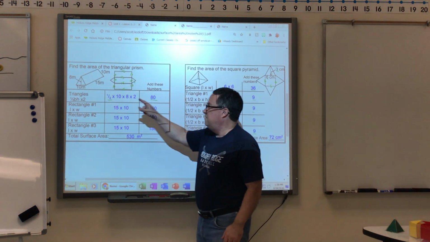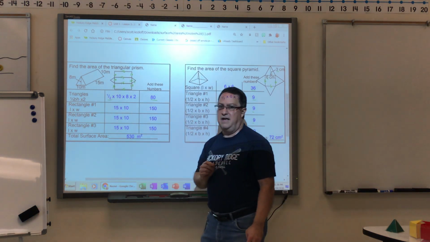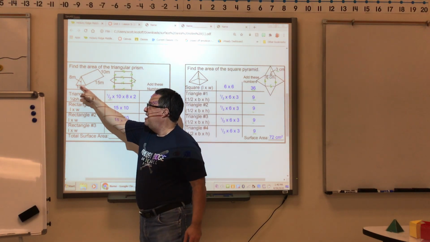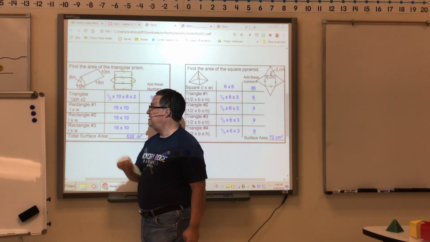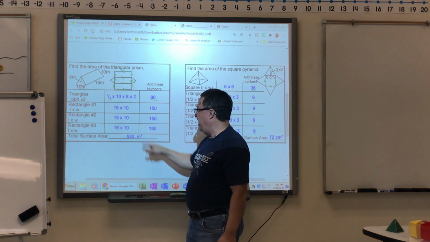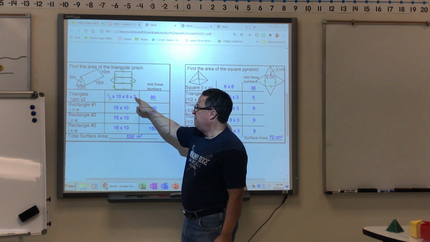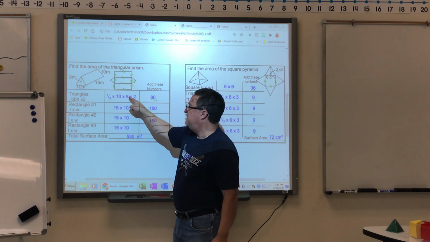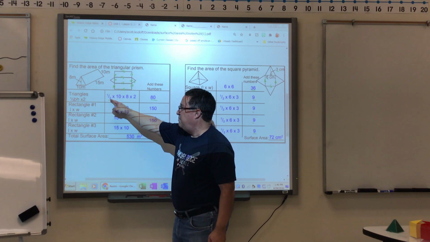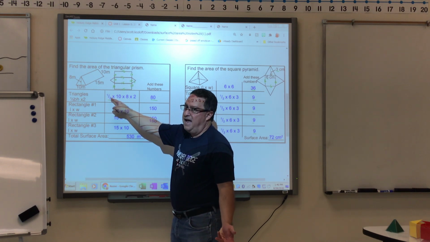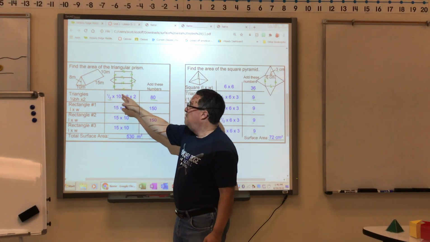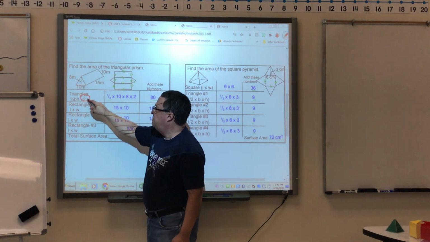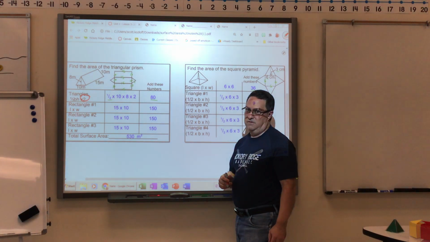Well, the first thing to do is to remember I have 2 triangles. So if I'm showing a base of 10 and a height of 8, I'm going to take that 10 times 8, and I'm going to divide it by 2, or multiply by a half. They're both the same. But then I have to multiply it by 2 because there are 2 exact triangles.